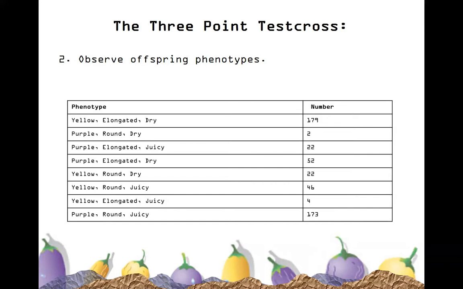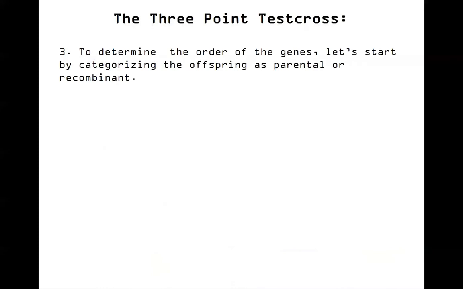In order to determine the order of these genes, it's probably best to start categorizing these offspring. We're basically going to categorize them into a parental phenotype and recombinant phenotype. Take a second, think about this: can you organize these into different phenotypes? Starting off, can you find the parental phenotype?